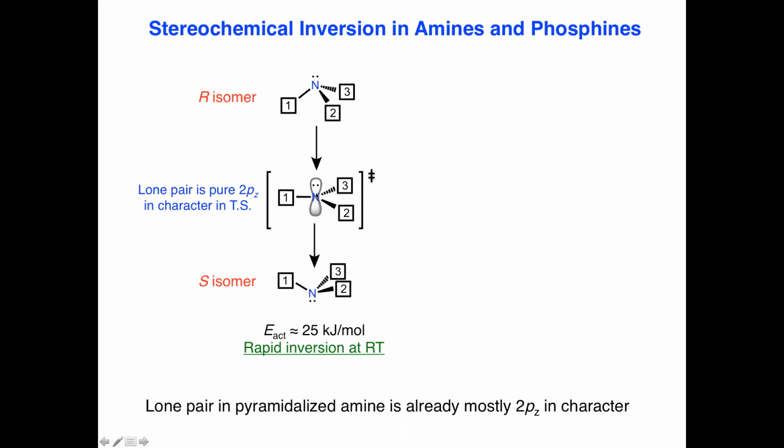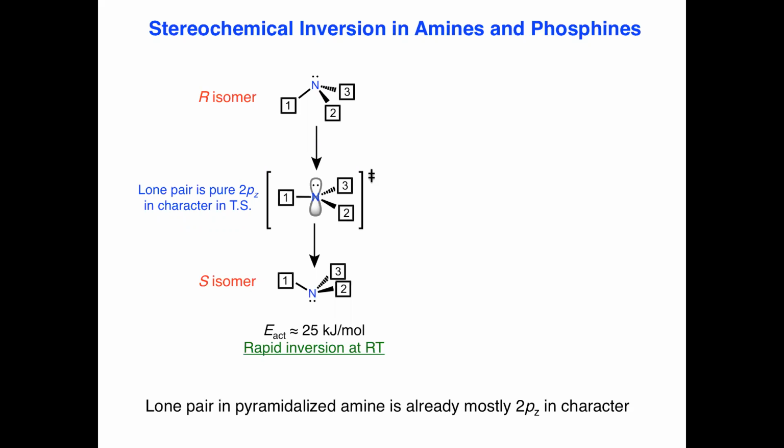In the transition state, that lone pair is going to be in a pure 2pz orbital. And so we have a rigorously planar intermediate here as our transition state going through to form this other isomer. So in the case of an amine, the activation barrier for this inversion is very, very low, 25 kilojoules per mole. That means this is happening millions and millions of times per second at room temperature. And so you really can't resolve one enantiomer of an amine and have it stay static, just stay that isomer at room temperature.